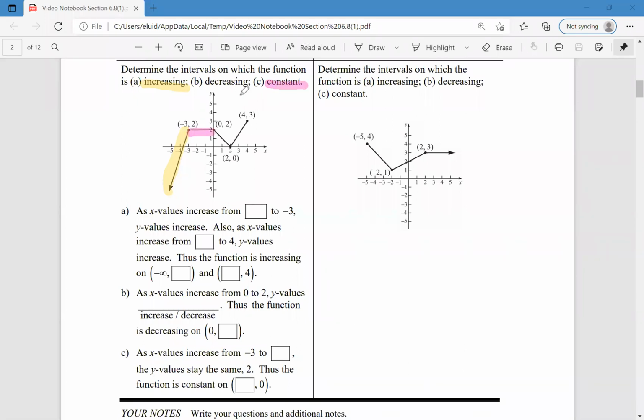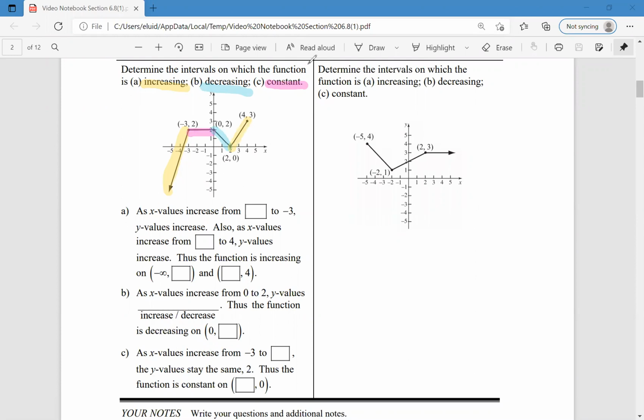Then decreasing is next. Then it changes back to increasing again. So I've just highlighted all the different pieces of the graph. Increasing, then constant, then decreasing, then increasing again. So let's fill in the blanks and see what we're being asked.